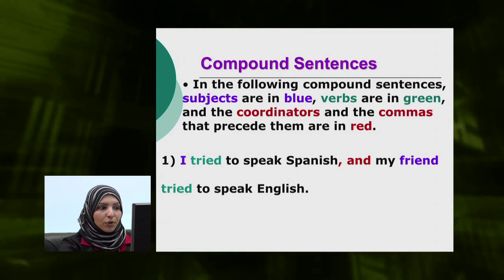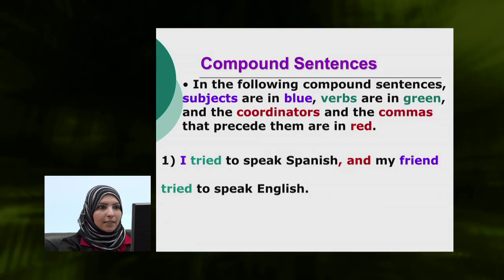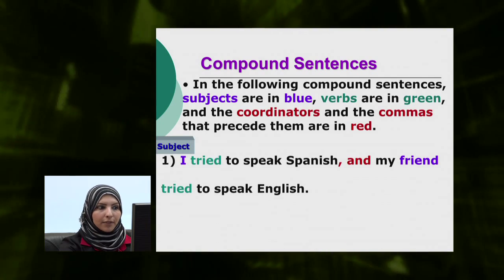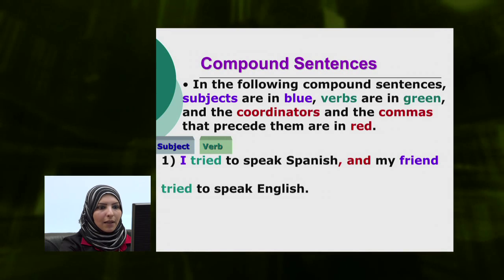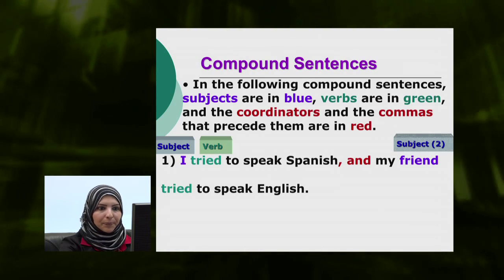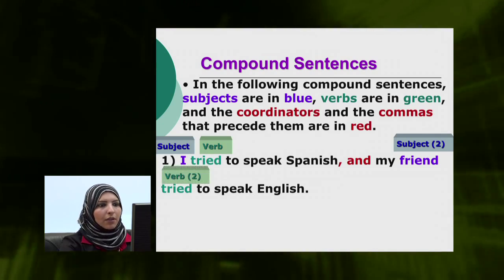Let's look first at the first clause. In the first clause, the subject is I, and the verb is tried, while in the second clause, the subject is friend, and the verb is tried. The two clauses are joined together using a coordinator, which is and, and this coordinator shows addition.